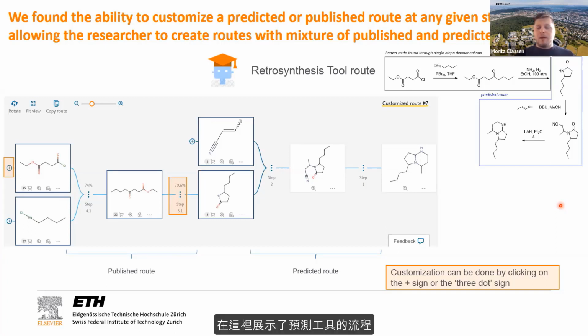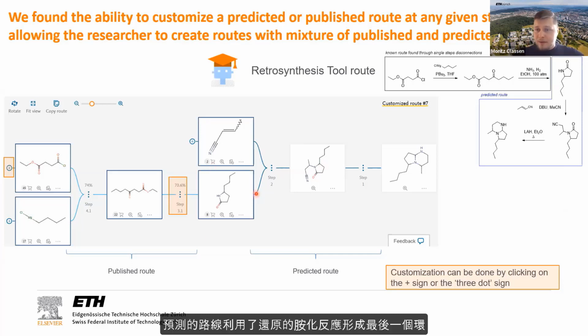This showcases sort of the workflow within the tool here. We can see that the last two disconnections here are really nice. The predicted route takes reductive amination to form the last ring here, and again a sort of Michael addition to construct the one beforehand, leading us to the cyclic lactam as one of the starting materials. Now, as you can see at the bottom with the small shopping cart here, this is considered by the tool a commercial starting material.